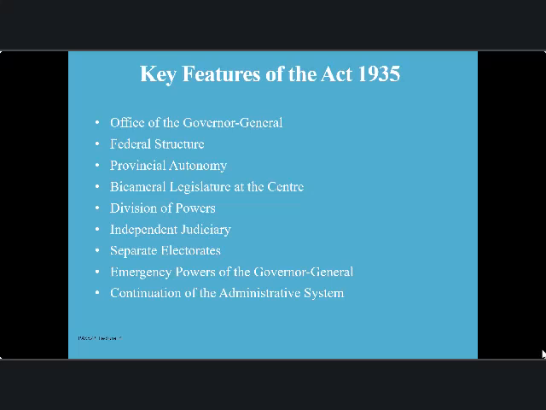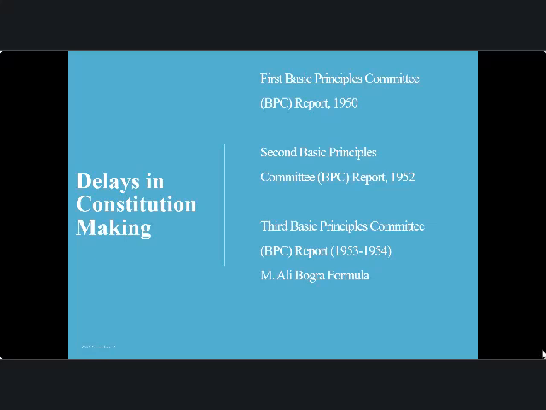It passed the Objective Resolution in 1949, which laid the ideological foundation of Pakistan's Constitution. However, the Assembly was dissolved on 24 October 1954 by Governor General Ghulam Muhammad. So students, now we will discuss the delay in constitution making.